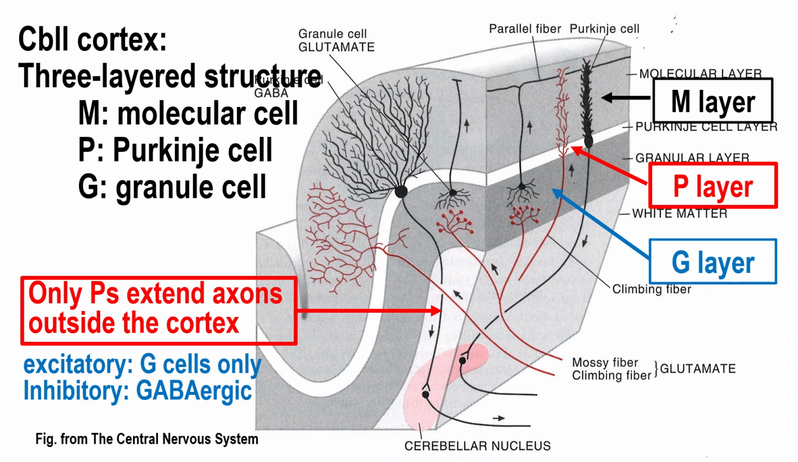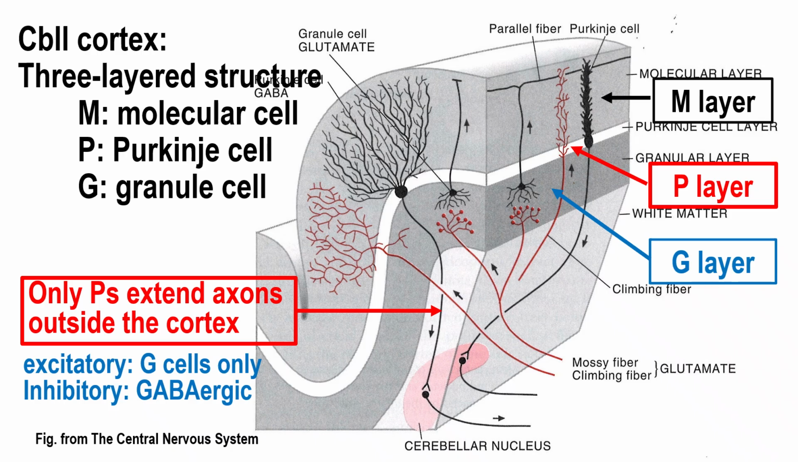The cerebellar cortex exhibits a three-layered structure. The superficial outermost layer is the molecular layer. The middle layer is called the Purkinje cell layer, and the deepest, lowermost layer is called the granule cell layer.